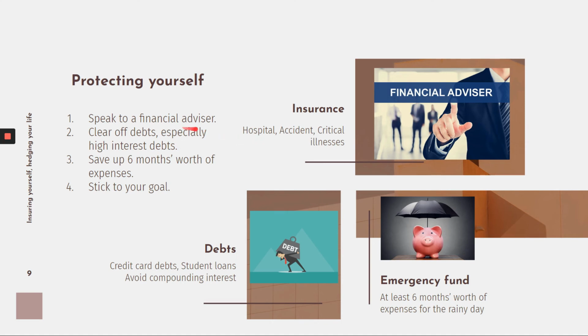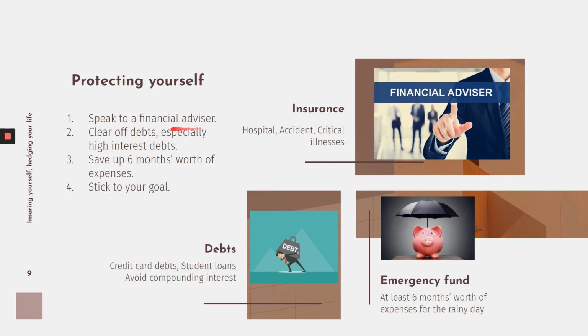Next, I feel that you should also clear off your debts before you begin on the investment plan, especially those high interest debts like credit card debts, which can go up to 20+% interest per year. Student loans come in next, because student loans have an interest rate of about 4 to 6% per year.